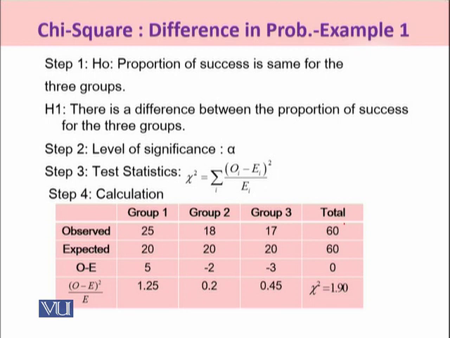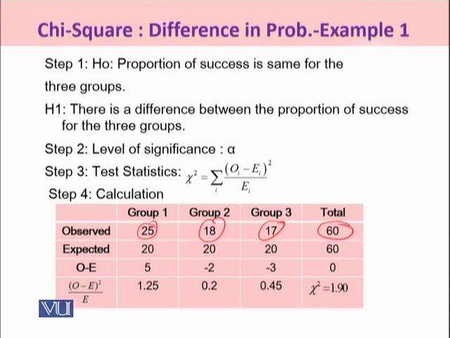Step number 3 is the test statistic, the formula we are going to use. For this particular type of problem, students, we are going to use the chi-square test. The formula of the chi-square test is given as summation of (O minus E) whole square divided by E, where O is the observed frequency and E is the expected frequency. Then the next step is to calculate the expected frequency and the chi-square value. So students, in groups 1, 2, 3, the observed values were given as 25, 18, 17. When we summed them up, we got the value 60.